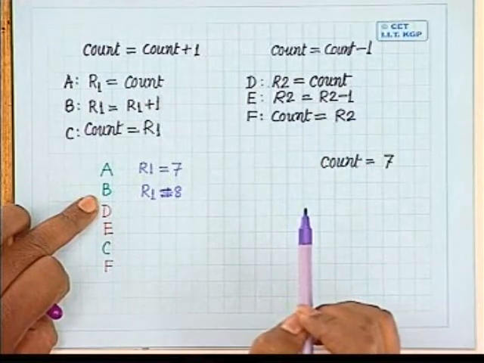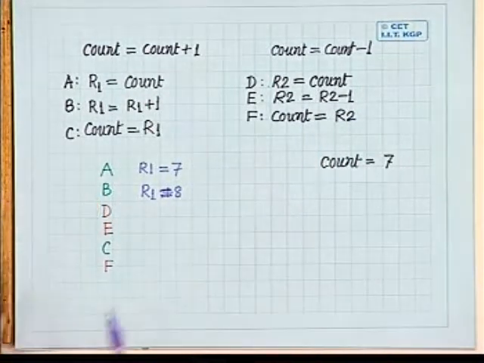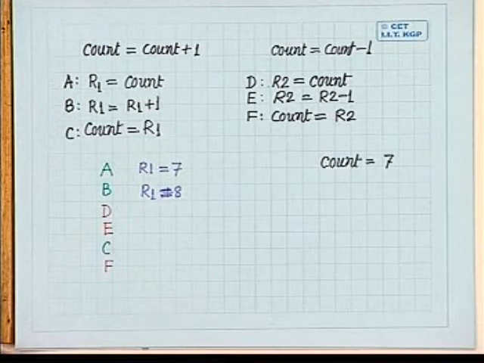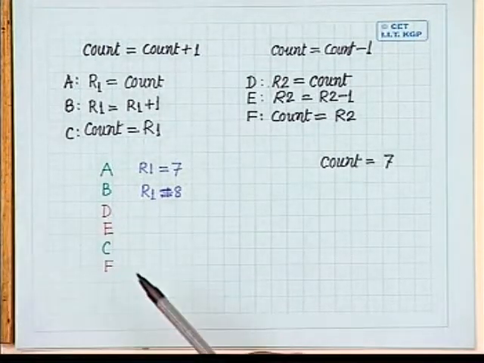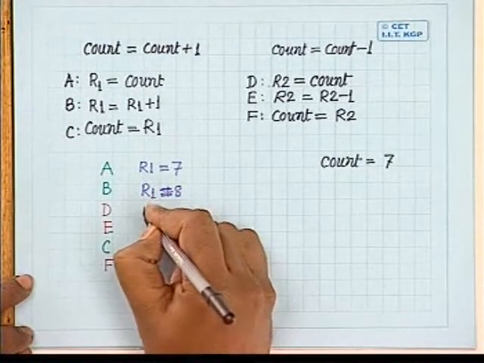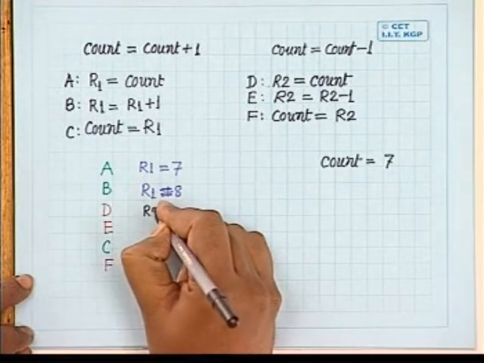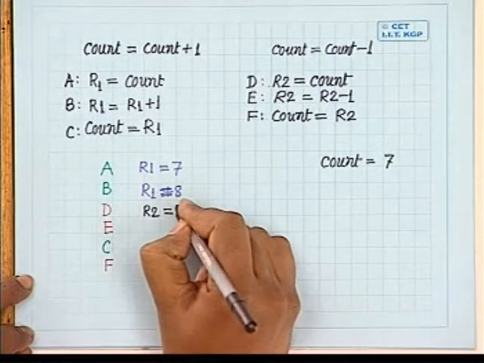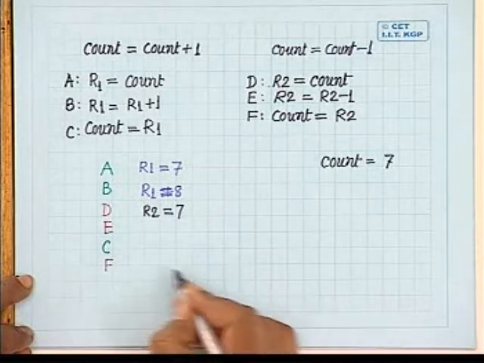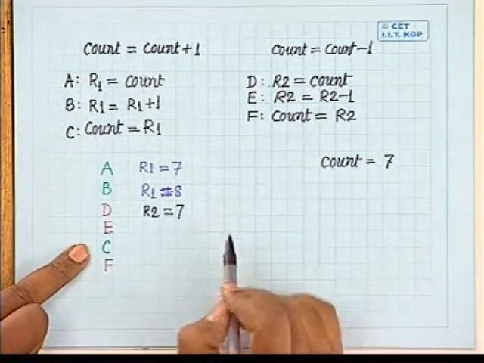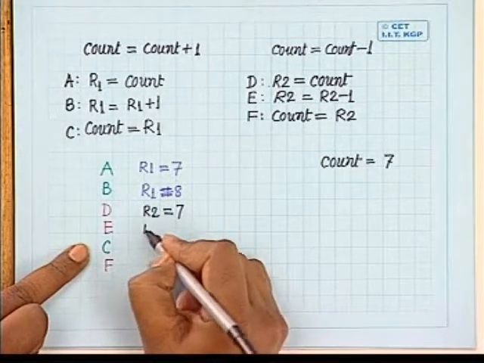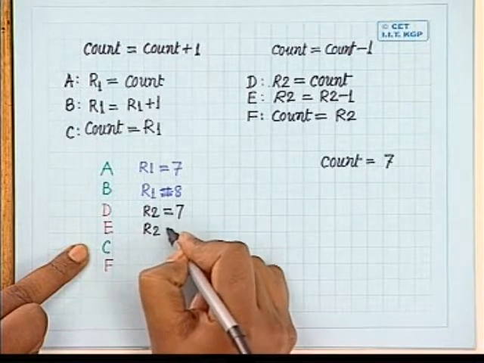So at this point we have a rescheduling, when the producer process is terminated and the consumer process starts execution. So here the value of R2 will also be 7 because count is still 7. Then in E, R2 is decremented by 1, so R2 becomes 6.